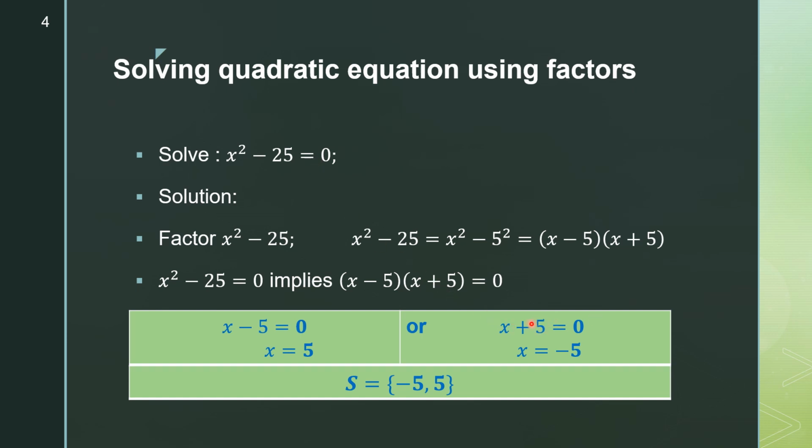Now, let's see the other condition. x plus 5 equals 0. This will give us x equals minus 5. And in this case, this is another solution for x. Minus 5 also satisfies the equation. So the solution for this equation, in fact, consists of two values, not only one value. So it's a set of values, minus 5 and 5. So the values of x that will satisfy this quadratic equation are x equals minus 5 or x equals 5. Both of them satisfy the above given equation.